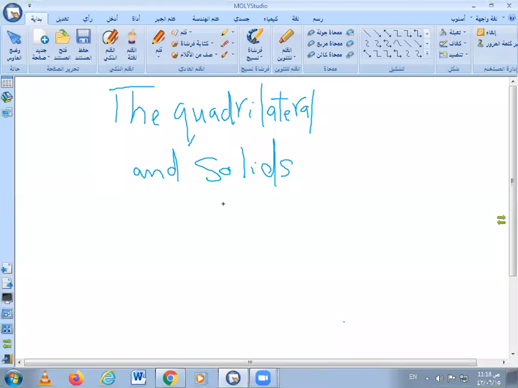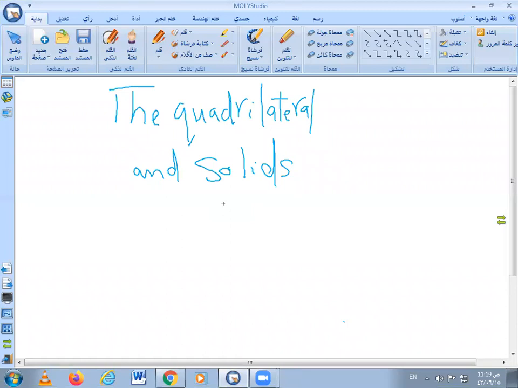Our lesson today is about some shapes and solids. When we talk about shapes, we mean circle, triangle, and all the quadrilaterals: rhombus, square, trapezium. All of this is called shapes. But the solids are cube, cuboid, cone, cylinder, sphere. They are solids.